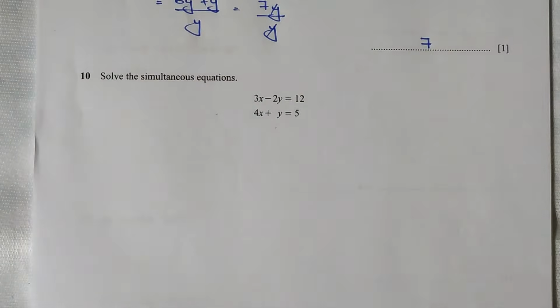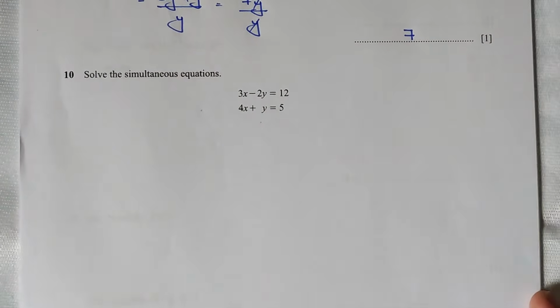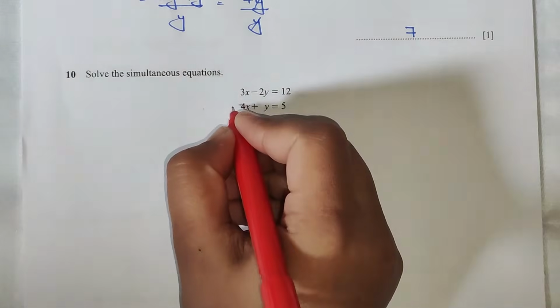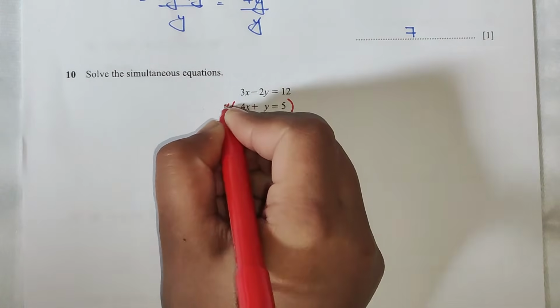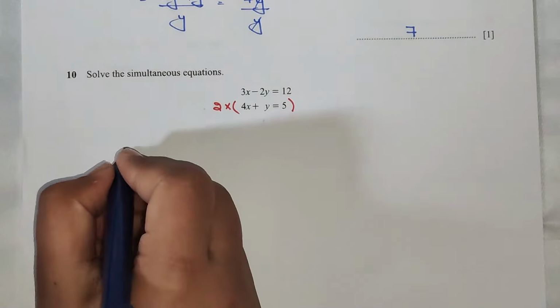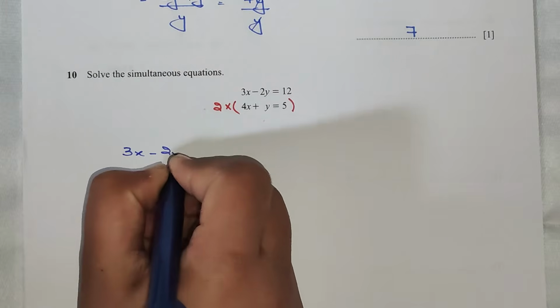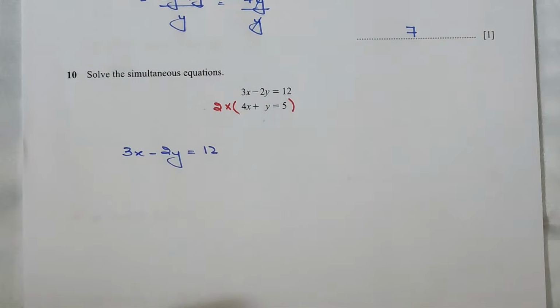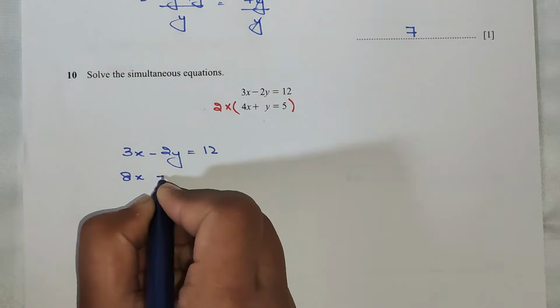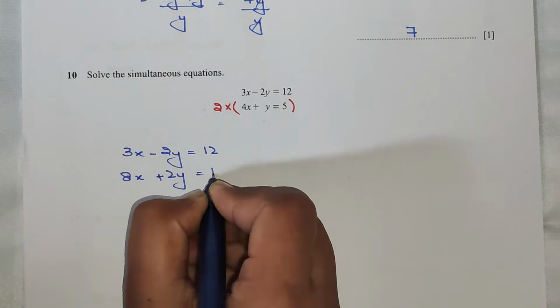Now for question number 10, solve the simultaneous equations. So we have a system of linear equations. You can solve it by using the method of substitution or the method of elimination. So I would like to use the method of elimination here. If I multiply my second equation by 2 and then add the two equations, this would be 3x minus 2y equals 12, my first equation. And for the second equation, 2 times 4, 8x, 2 times 1, plus 2y, 2 times 5, that is 10.